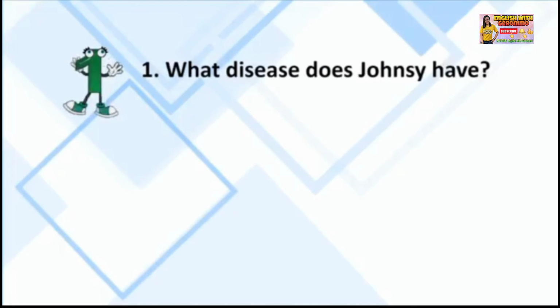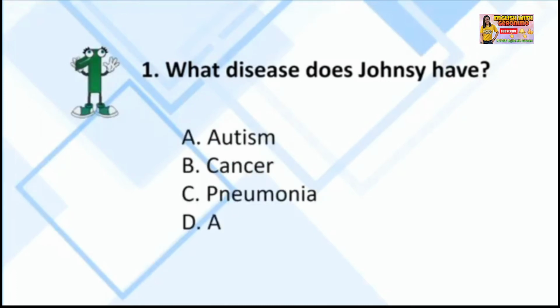To wrap everything up that we have discussed in this lesson, let's work on this activity by choosing the letter of the correct answer. Number 1. What disease does Johnsy have? Letter A. Autism. B. Cancer. Letter C. Pneumonia. And letter D. Antisocial. The correct answer is letter C. Pneumonia.